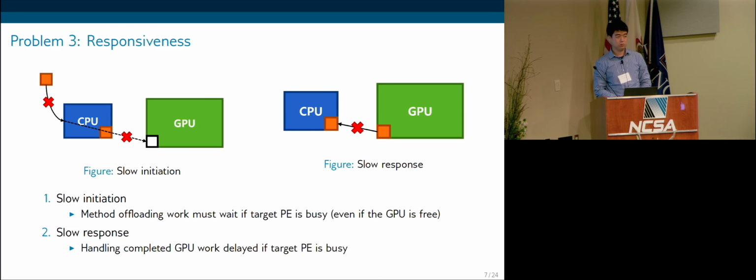The last issue is responsiveness. There are two sub-issues to this problem. The first is slow initiation of GPU work. This is caused because when a char wants to offload work, the offloading must wait if the target PE, or target CPU, is already being used by another char, even if the GPU is free. The second issue is slow response. When offloaded work is complete on the GPU and we want to handle this completion on the CPU, but the target CPU or PE is busy, then that handling will have to be delayed.